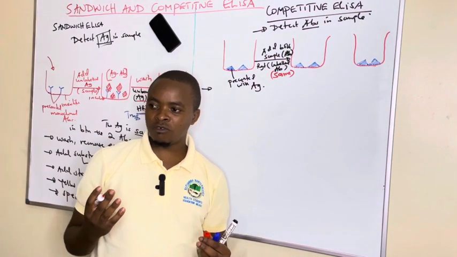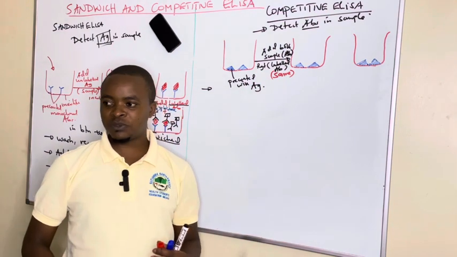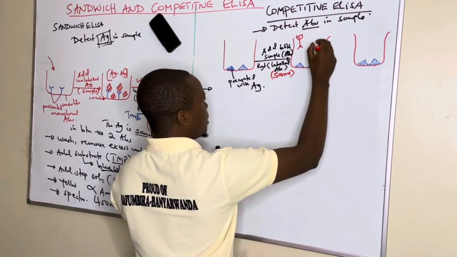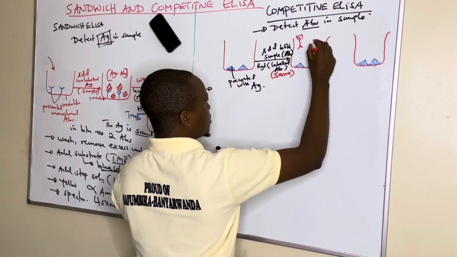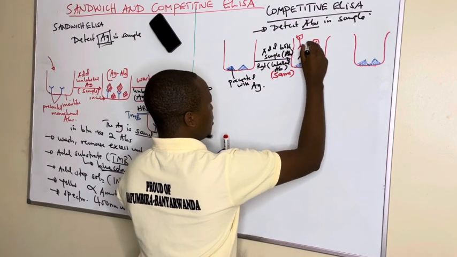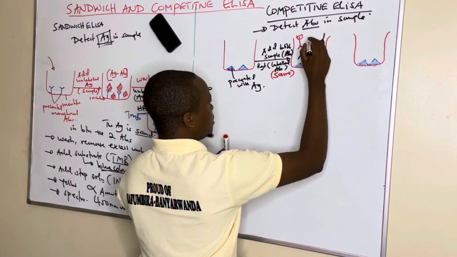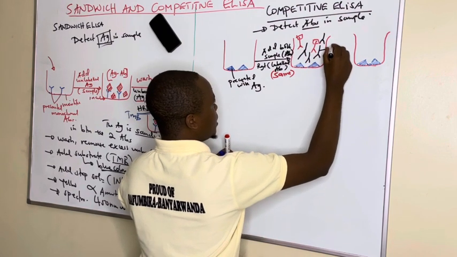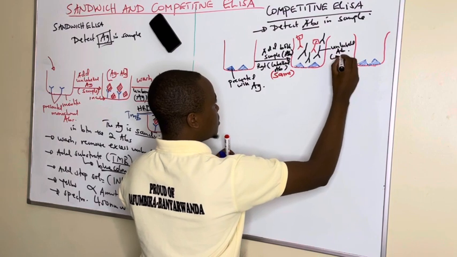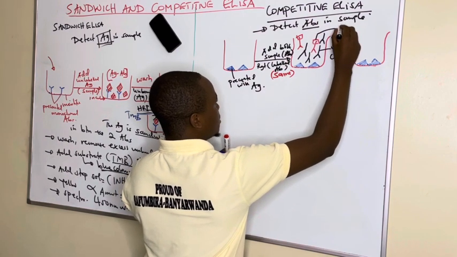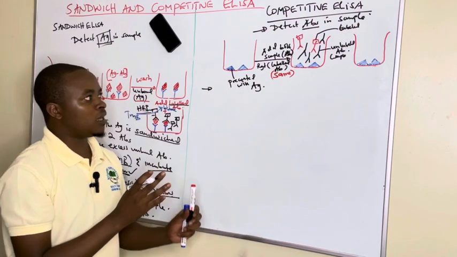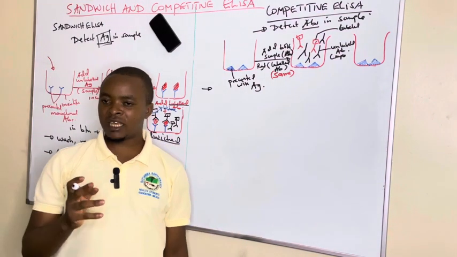Why are we adding them at the same time? We want to allow them to compete for the epitopes. So we are adding both enzyme-linked antibodies together with unlabeled antibodies in the sample. So these are unlabeled monoclonal antibody in the sample. These ones are labeled and enzyme linked from the reagent. So we add them at the same time and they compete for the same binding sites on the epitope.